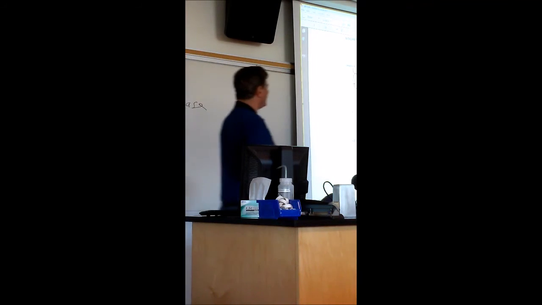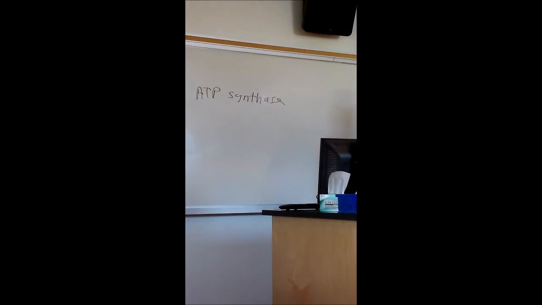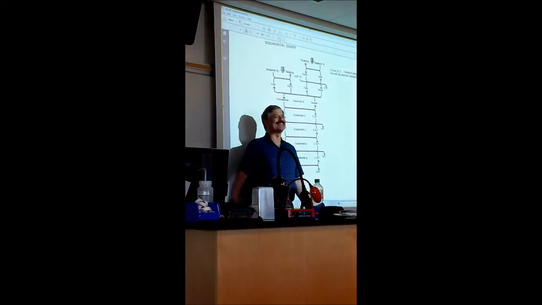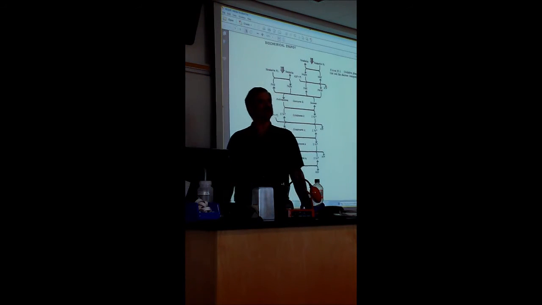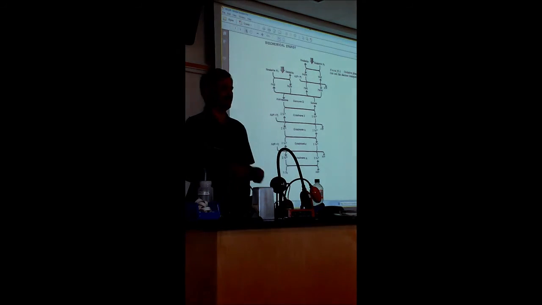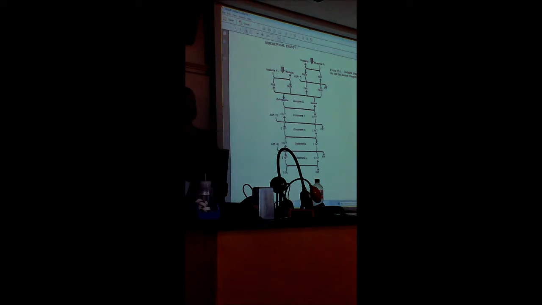Okay, so ATP synthase is an enzyme that at 3 different locations can gather this energy that's been lost. ATP synthase is an enzyme that's able to gather the lost energy.